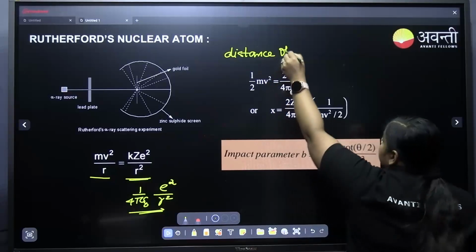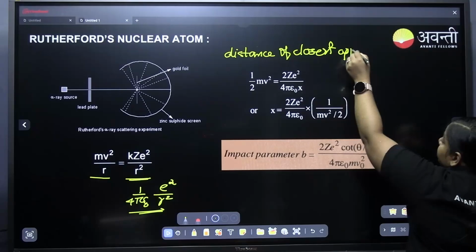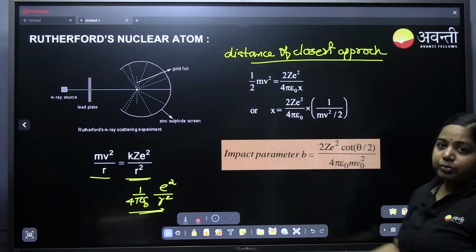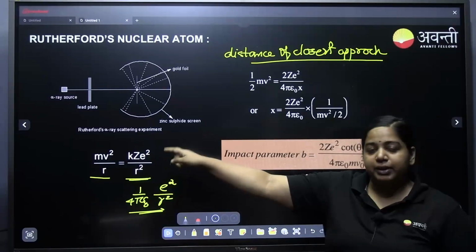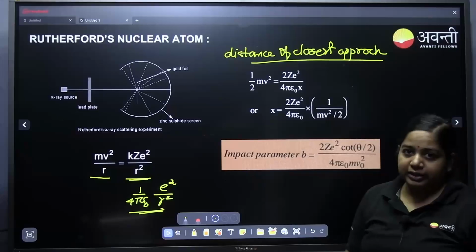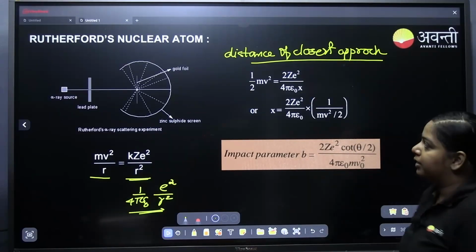Distance of closest approach. Okay. And from the Rutherford model and alpha particle scattering experiment, we have these two formulas. One is distance of closest approach, another one is impact parameter.